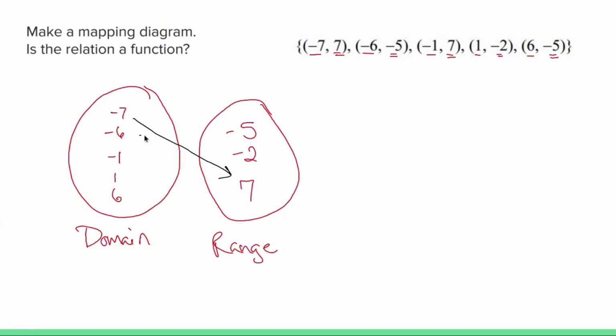-6 goes to -5. Nope. -1 goes to 7. Nope. 1 goes to -2. Nope. And 6 goes to -5. Nope. Perfectly drawn. Now, is this relation a function?